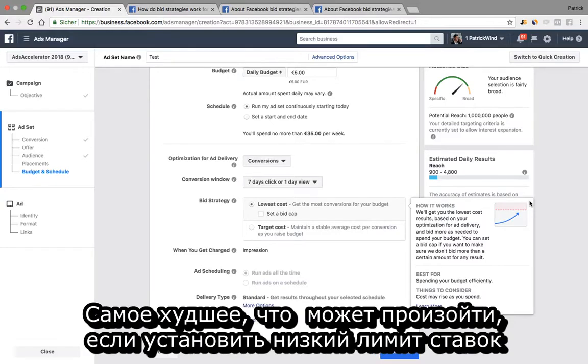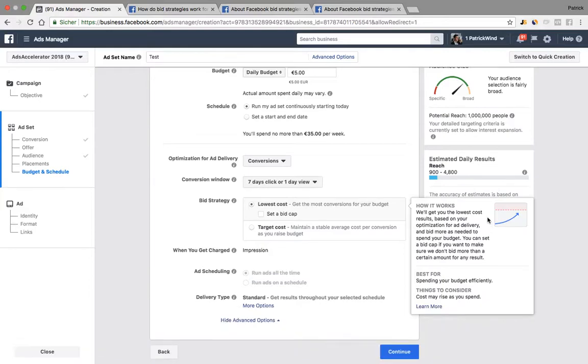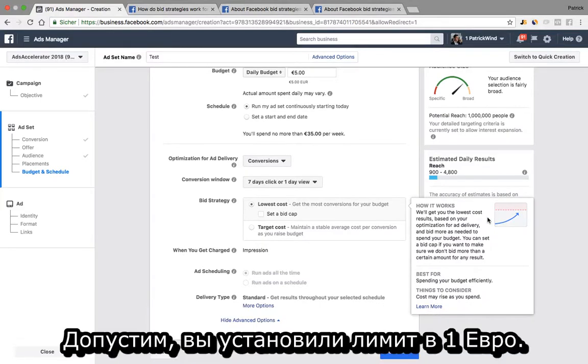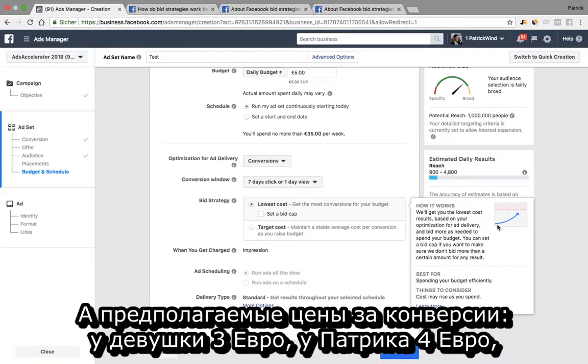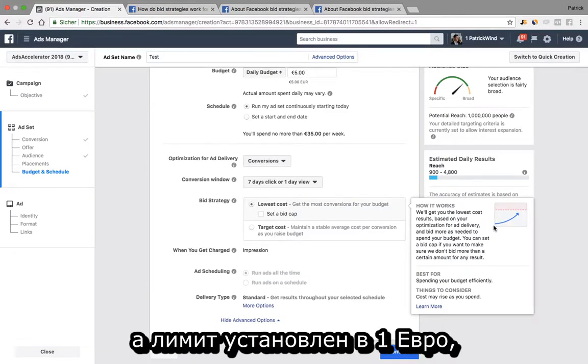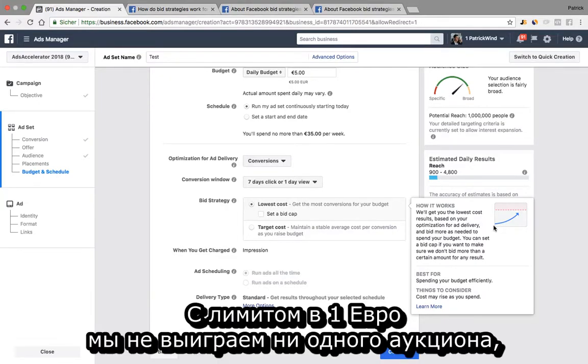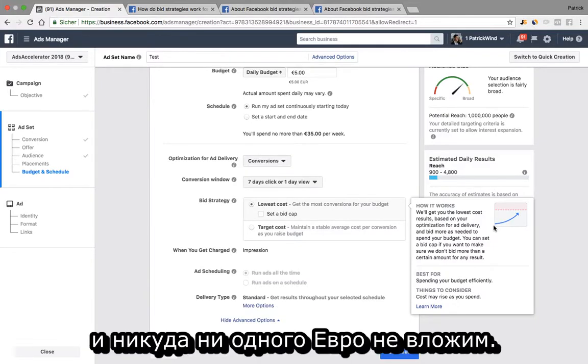Well, what's the worst that could happen if you set a low bid cap? The worst thing that could happen is that it would not spend anything. Let's say you set a bid cap of 1 euro, and we said my girlfriend's expected cost per conversion is 3 euros, Patrick 4 euros. If we set it at 1 euro, it's most likely that it's not going to find anyone. So with 1 euro, we would not win any single auction and would not invest a single euro, for example.